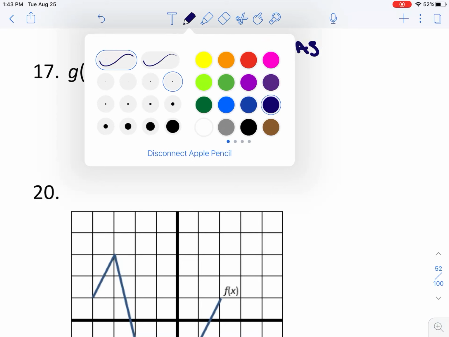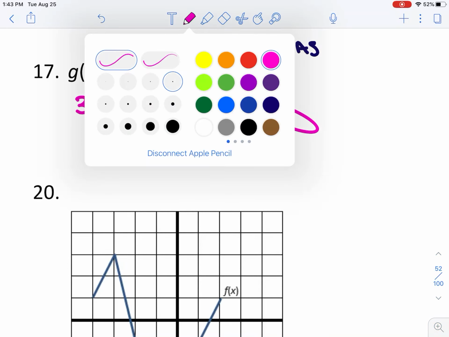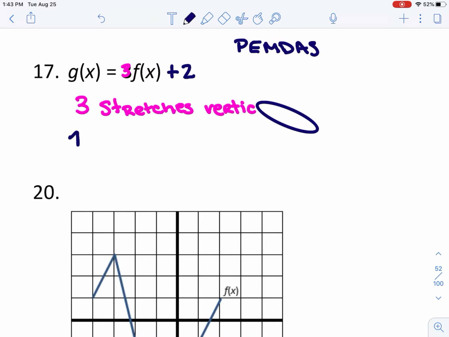And because of PEMDAS, that 3 is more important. And that 3, since it's on the outside, it stretches vertically. That +2 causes it to move up 2.